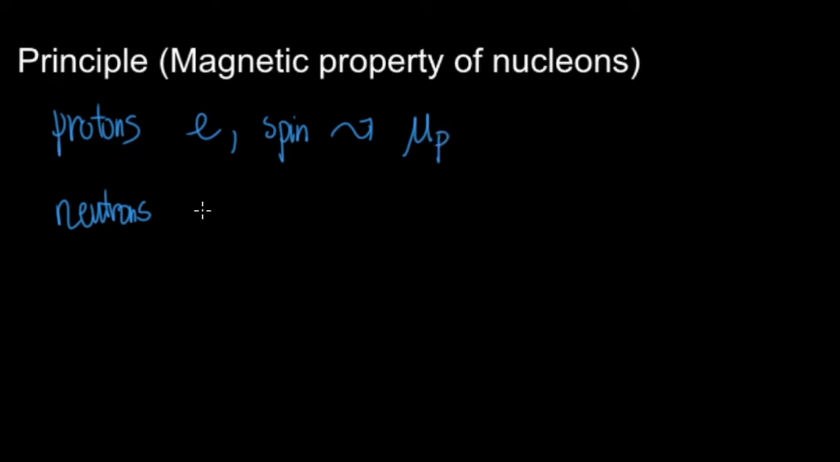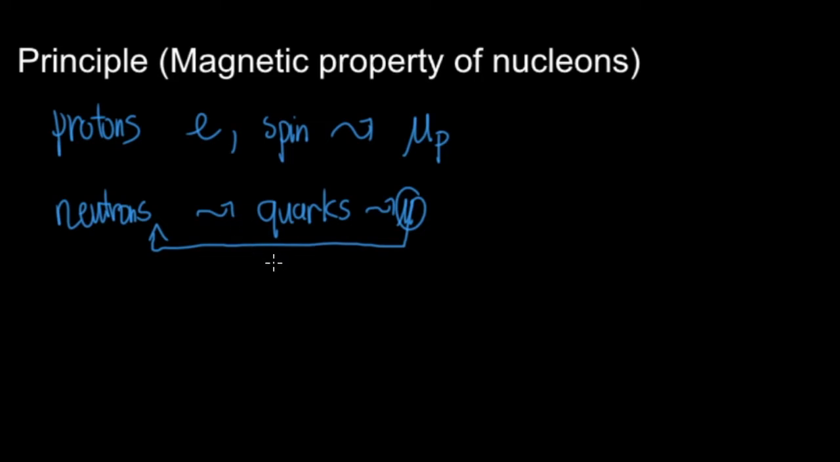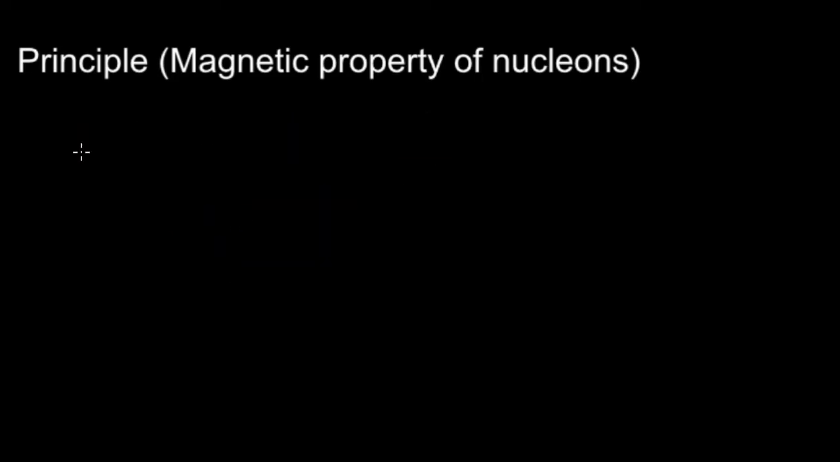And neutrons, although they don't have charge, are composed of many quarks. Quarks have charge, and their rotation also produces some magnetic moment. And these magnetic moments combine to create the neutron magnetic moment. I will call it mu n. So now we know that both proton and neutron have their magnetic moment.